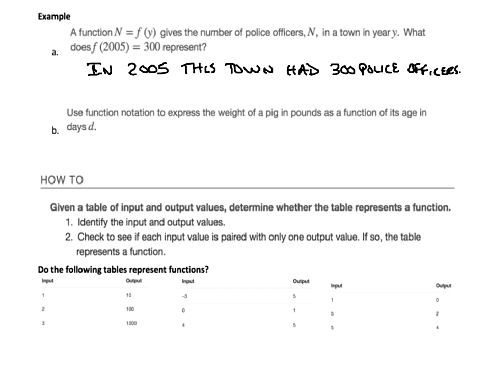All right. Use function notation to express the weight of a pig in pounds as a function of its age in days D. So we'll call the weight W and age in days D. So what this says is the weight of the pig has got to be equal to that function of how old it is in days. That's how you'd write the general expression there.